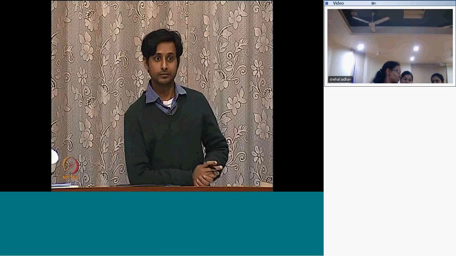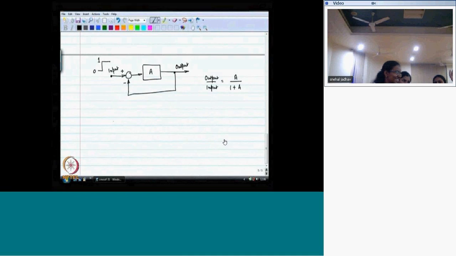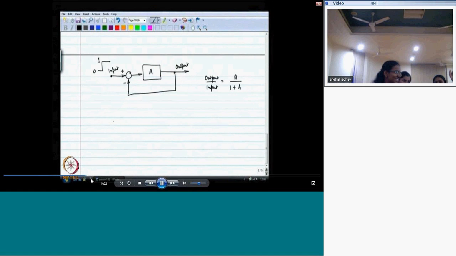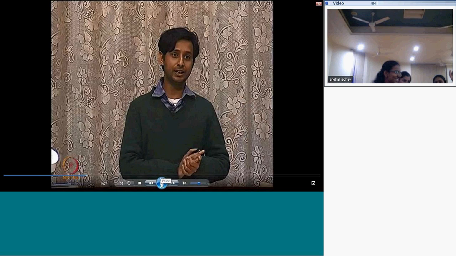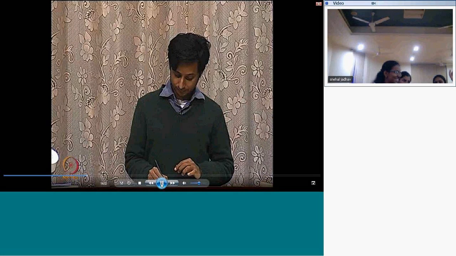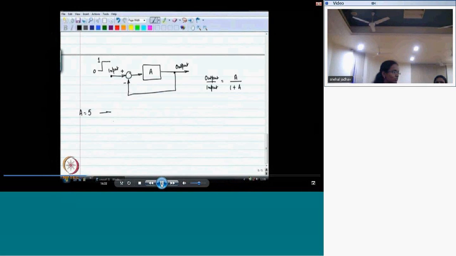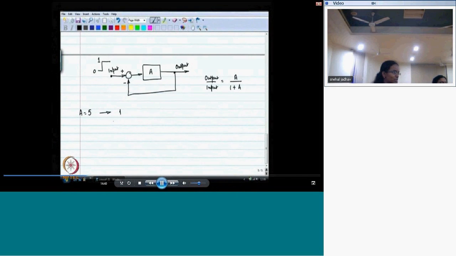If your input goes from 0 to 1 and you give A equal to 5, say 5. In this, when the input is going from 0 to 1, input is 1, then the output is no good, because a tank gun has to precisely point at the target and it can't be off by a fraction.